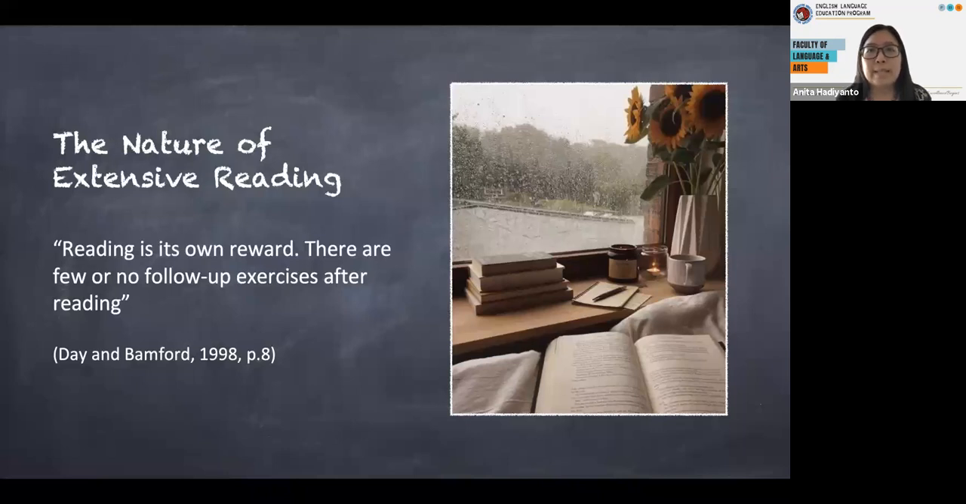I think many studies have explored the benefits of extensive reading in terms of vocabulary, in terms of writing, in terms of reading, and many other things.